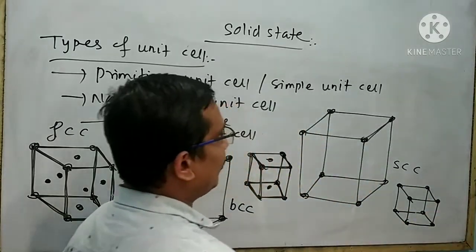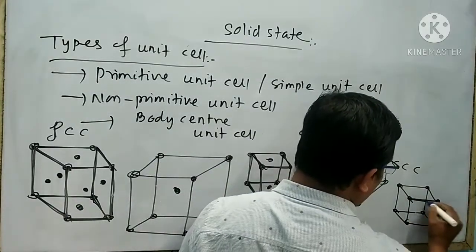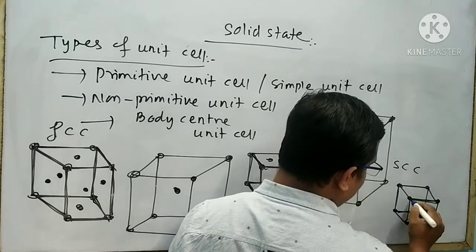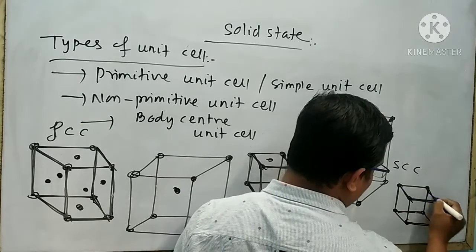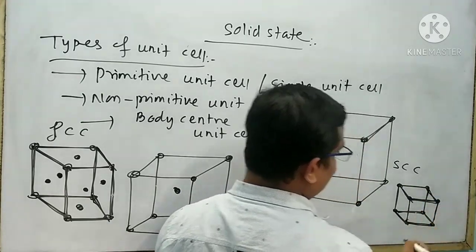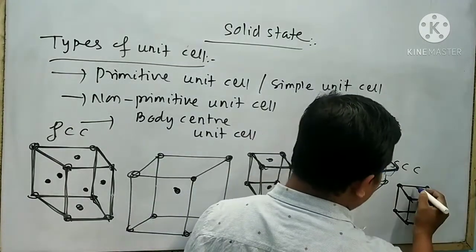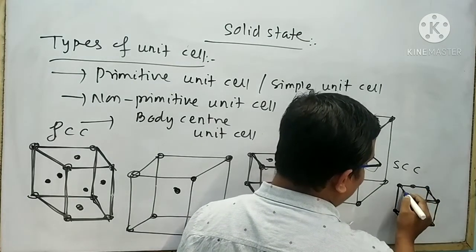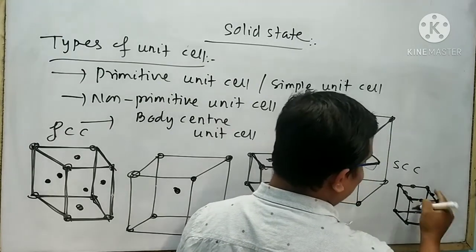This is your simple unit cell. There are 12 edges: 1, 2, 3, 4, 5, 6, 7, 8, 9, 10, 11, 12. Now place the constituent particles at the center of the edge. This is the center of the edge. Here one constituent particle is present, here also one, here also another. The fourth is present here.